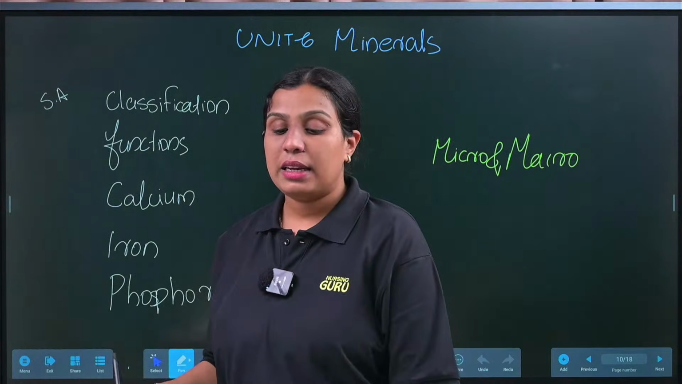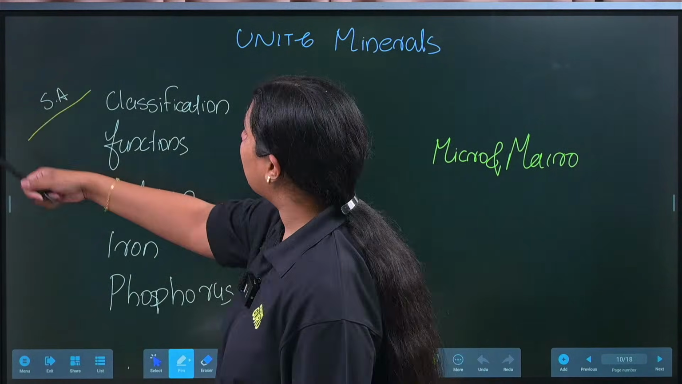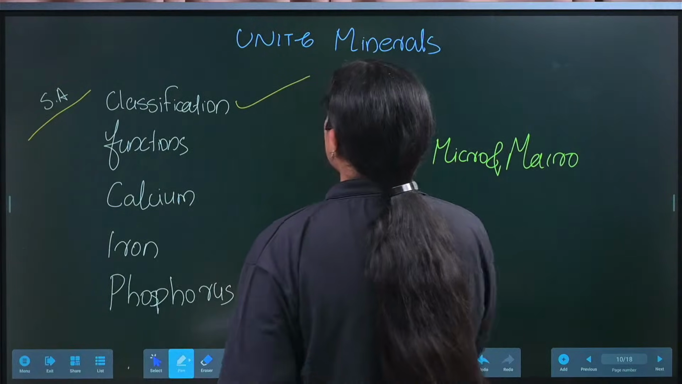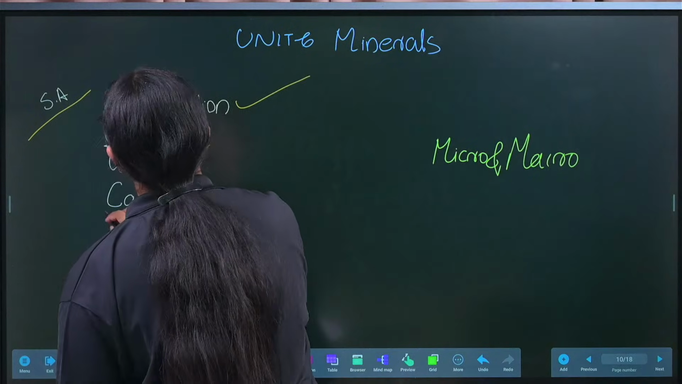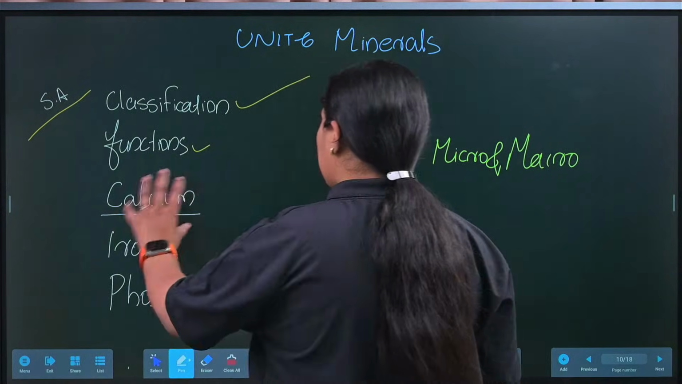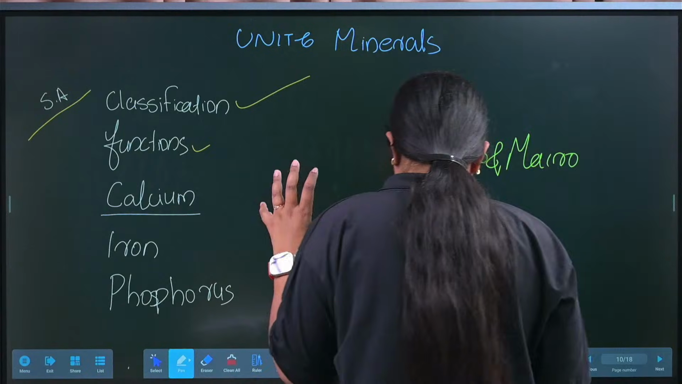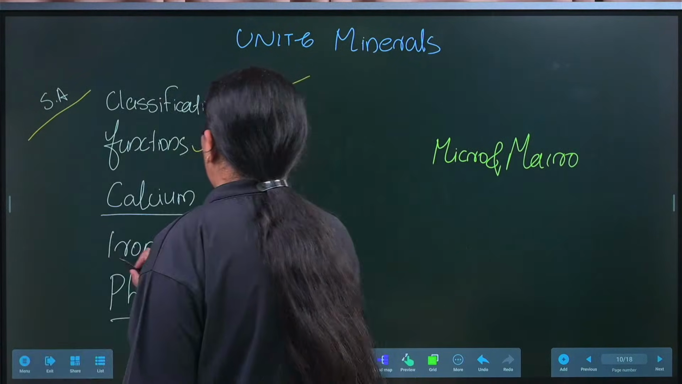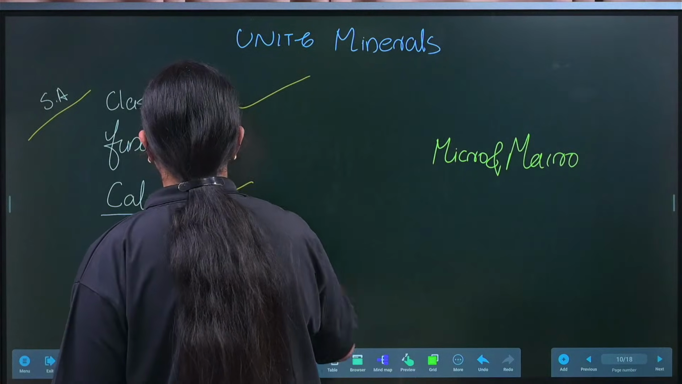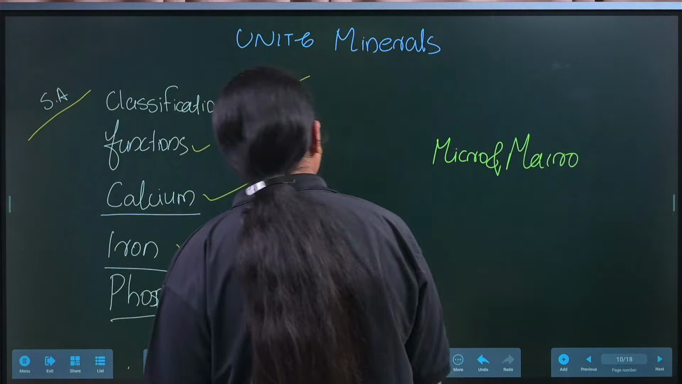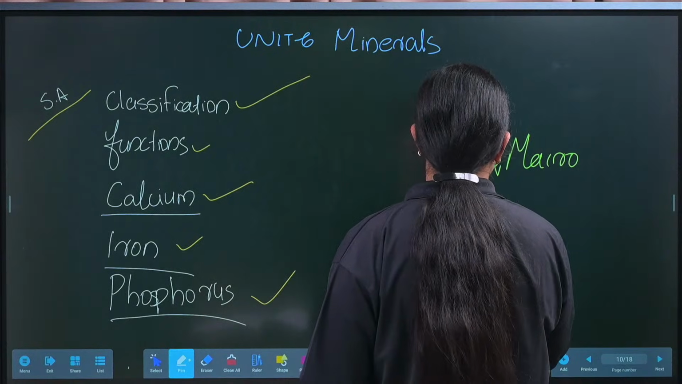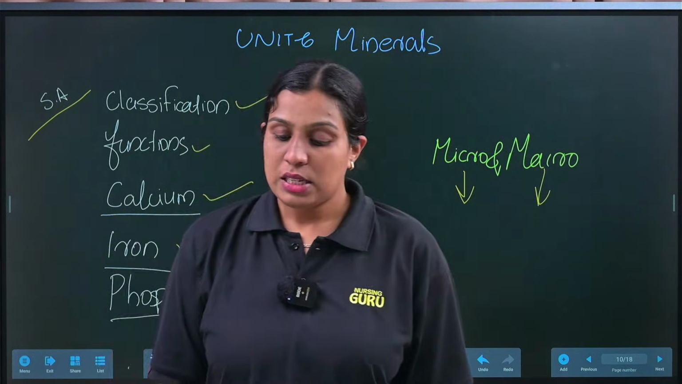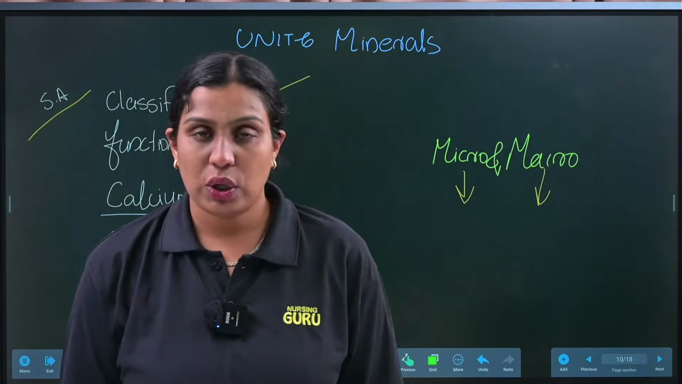Minerals, from this unit, some short answer questions. First is the classification of minerals. Next is the functions of minerals. Among the different minerals, I will name around 5 now. Calcium, iron and phosphorus are important. Clear? Also, you should learn the difference between macro and micro minerals. Sometimes you will get a very short answer question like this.